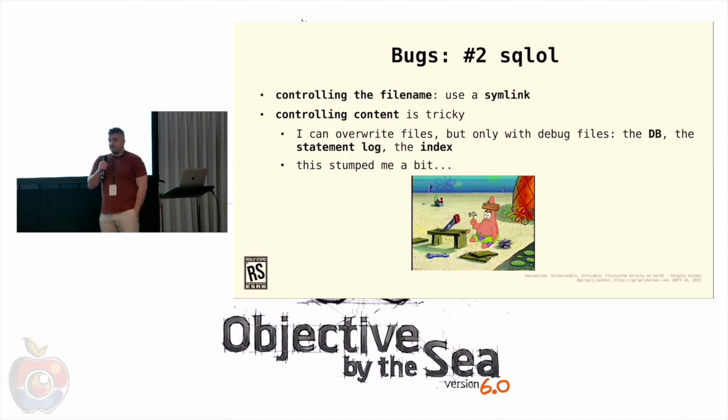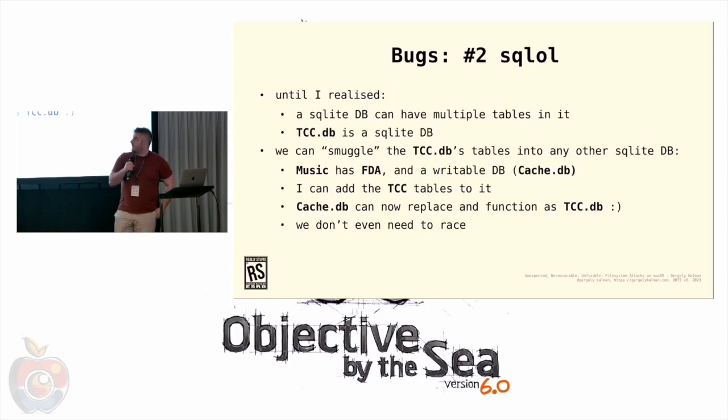Controlling the content is a bit tricky. I can overwrite files, but only with the SQLite DB or the statement log or the index, but I needed to exactly control every single bit of it, yeah? So, yeah, this stumped me quite a bit, but I had to realize something. The TCC DB is an SQLite DB, and an SQLite DB has more than one table. And applications generally don't really care if you have more than one table in your SQLite database.